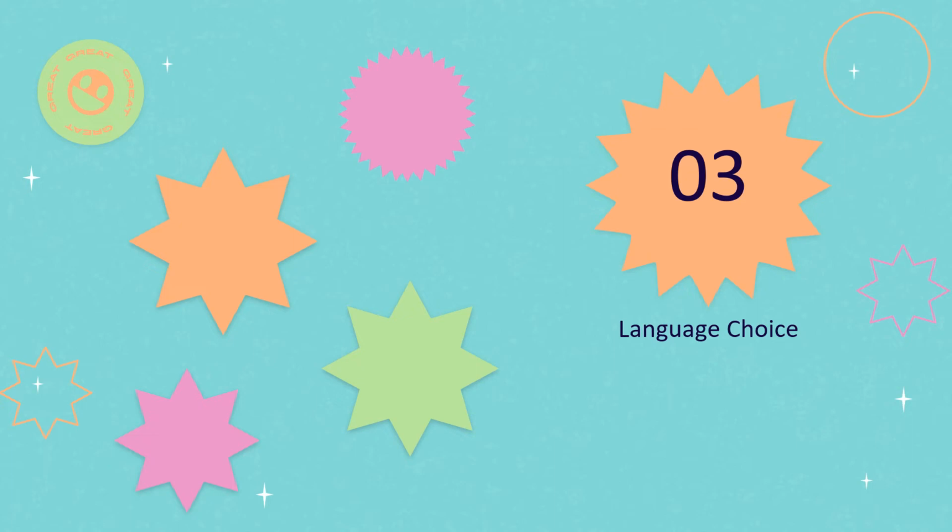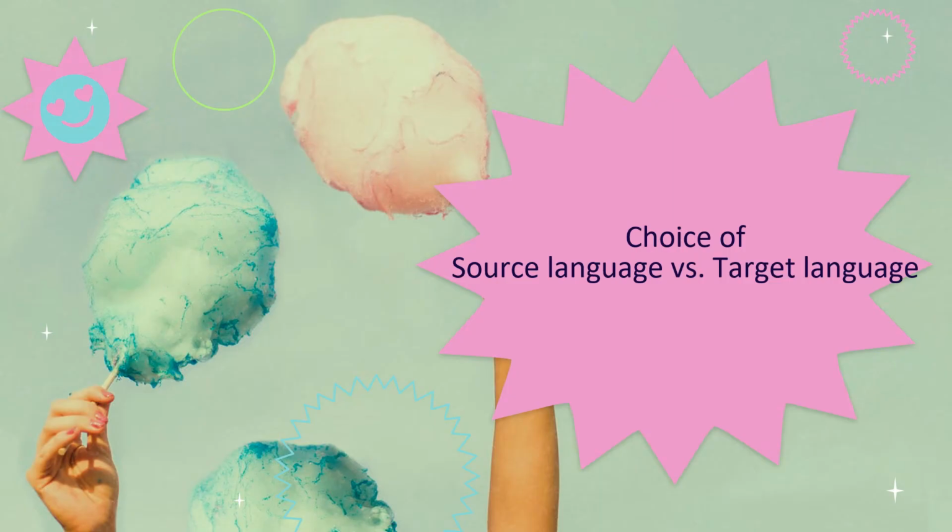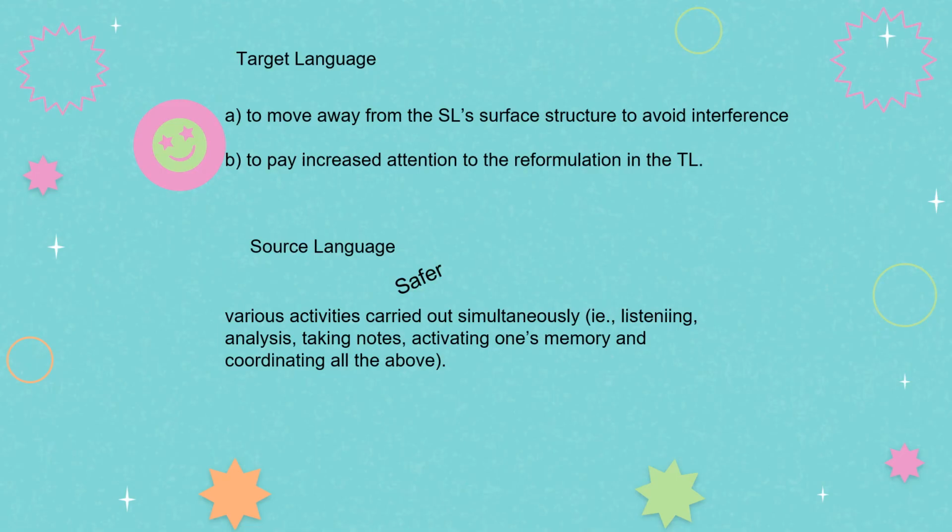Third, I will talk about interpreter's language choice of note-taking when doing consecutive interpreting. One of the most frequently applied aspects concerning the choice of language is the distinction between source language and target language. Several suggestions have been put forward to take notes in the target language, allowing the interpreters to move away from the source language surface structure to avoid interference, and to pay increased attention to the reformulation in the target language.